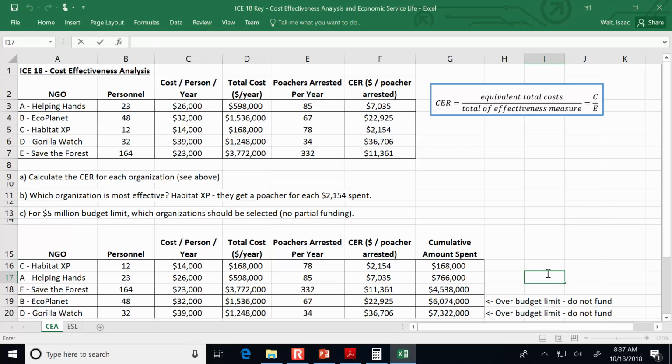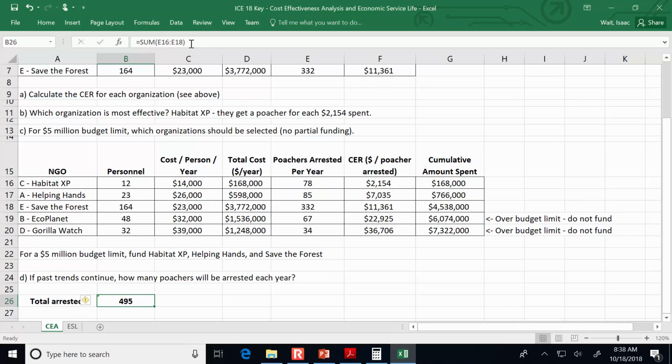Okay, does that make sense to everybody so far? And then the last thing: if these past trends continue, how many poachers are arrested? I guess it should say arrested based on our support of $5 million. It would be the sum of these three organizations' effectiveness. Here's another nice tool in Excel: when you highlight cells, down here at the bottom it gives you some statistics, average, count, and you'll notice sum. The sum it says is 495, or I can just put that into a calculation, and that's what I did here, I just took the sum of those three effectiveness values.